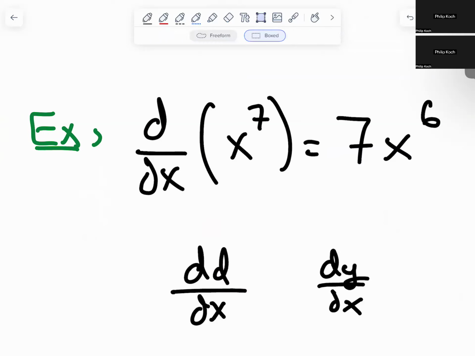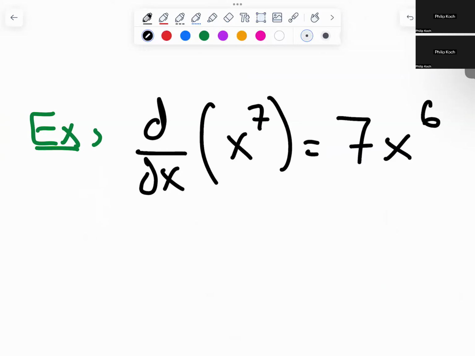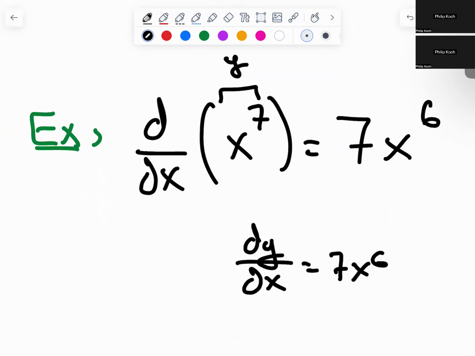This is important for notational purposes and understanding how we talk about calculus. I say that the derivative of x to the 7th is 7x to the 6th, which is the same as saying dy dx is equal to 7x to the 6th, where this is my y. That's my y. Does that make sense? Yeah. So dy dx is the function, it's the derivative. d dx is the process of taking the derivative. When I write d dx, I'm saying take the derivative of this expression. Or more specifically, this function.